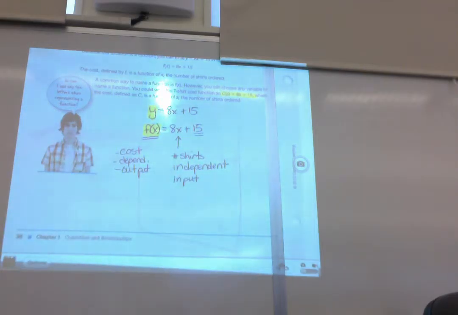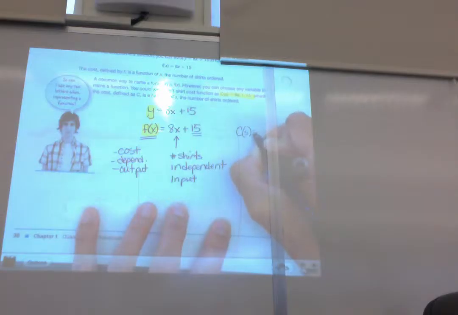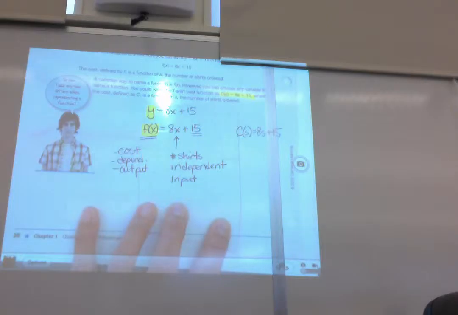What they said is you a lot of times see f, but sometimes in situations like this, it makes more sense to say C of S. The cost of all my shirts depends on how many shirts you have, $8 per shirt, plus $15 that you got to pay to start things up.